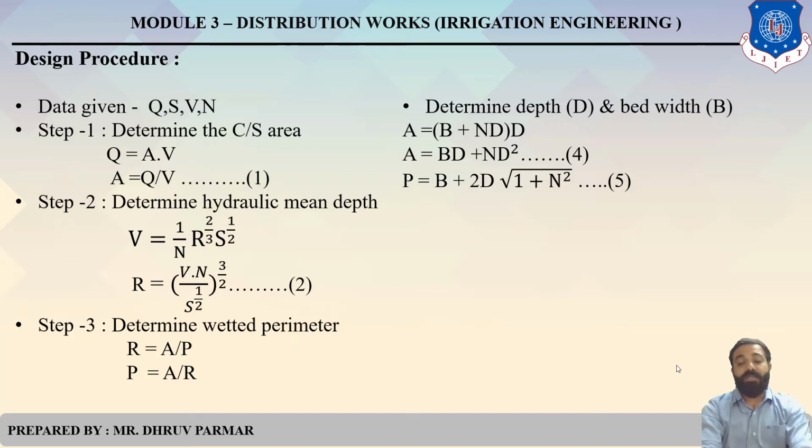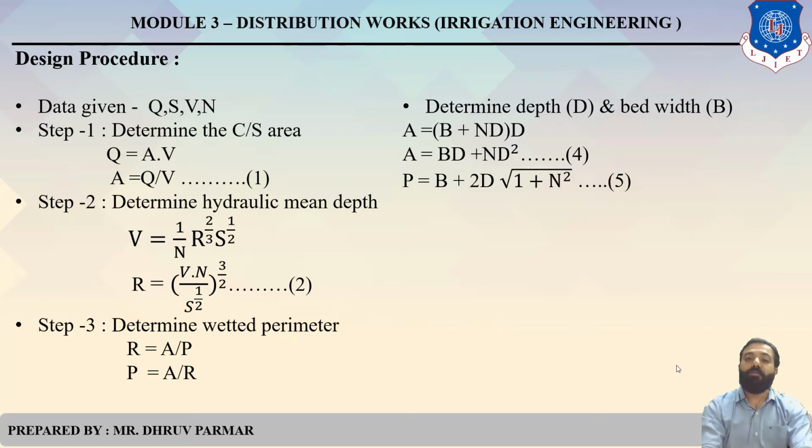So what is the formula of Manning? V equals 1 upon n, R raised to 2 by 3, S raised to 1 by 2. So we have the velocity, we have the bed slope, and we have the Manning constant. So, subject to hydraulic mean depth, you get that particular hydraulic mean depth. Clear?